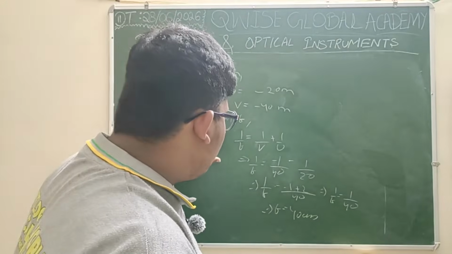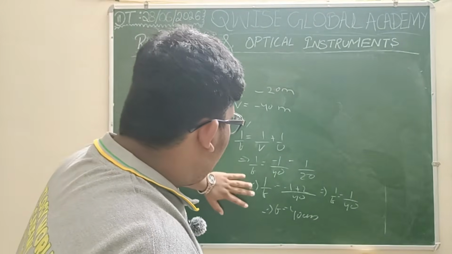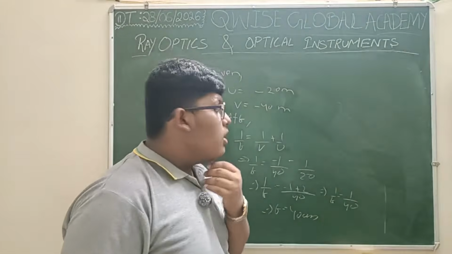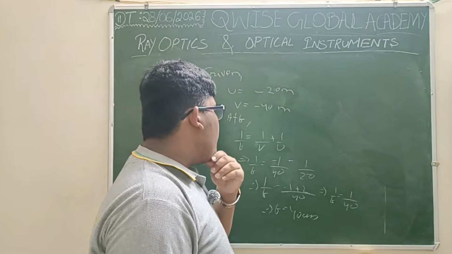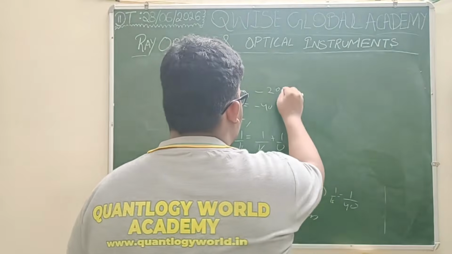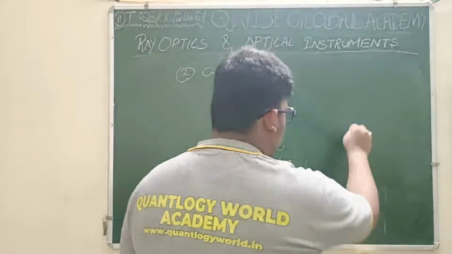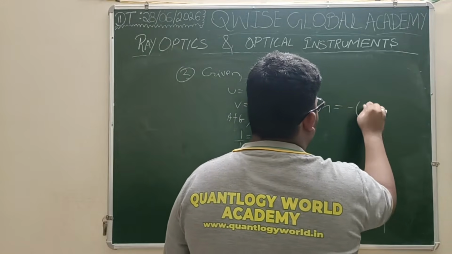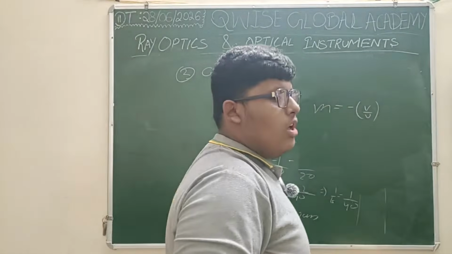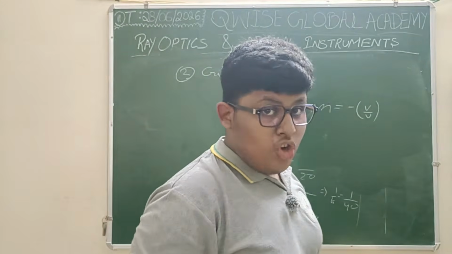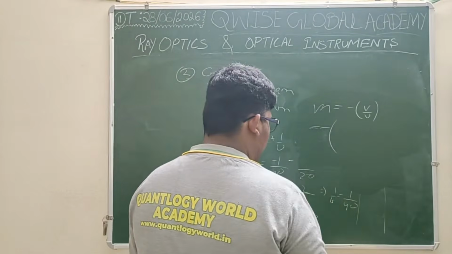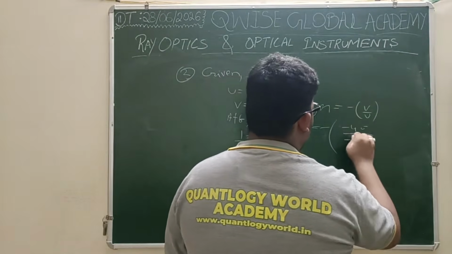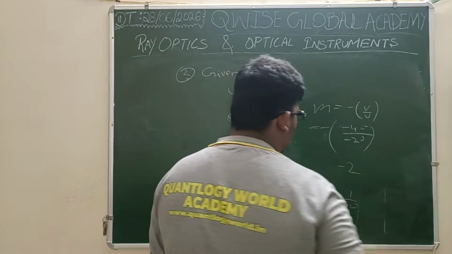So after using the mirror formula, we get that focal length is 40 centimeter, for which the object distance is minus 20 centimeter, and image distance is minus 40 centimeter. Next, we'll find magnification. Minus v by u, as here also object height and image height are not given. Minus of minus 40 by minus 20, minus 2. Minus 2 is the magnification.